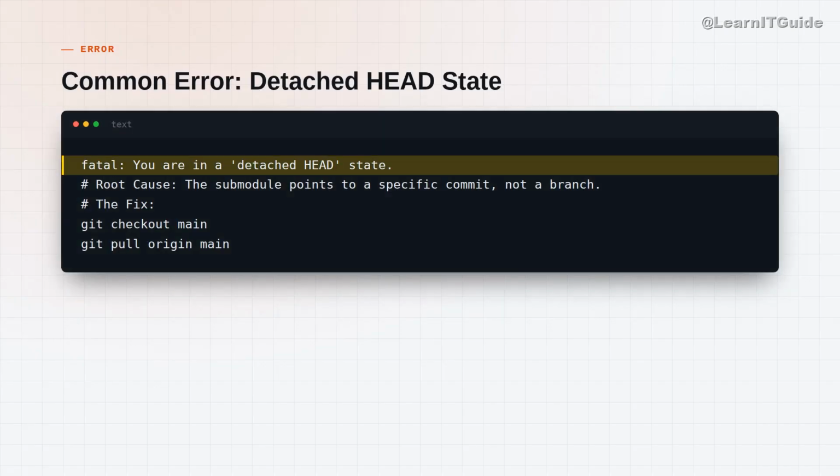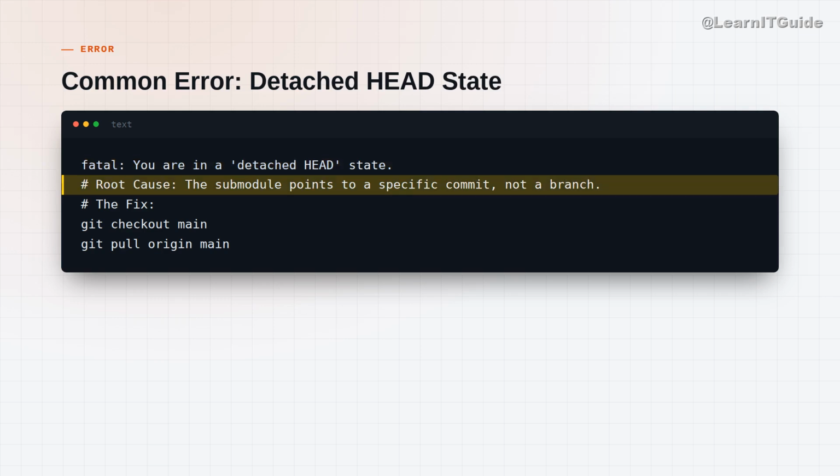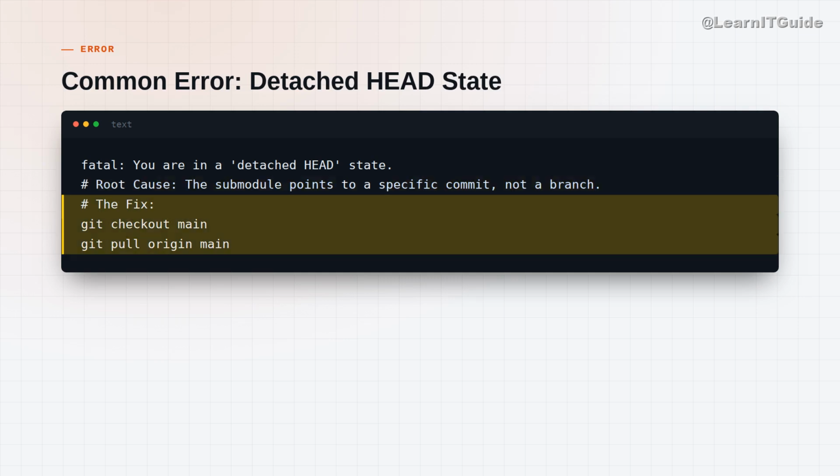One of the most common mistakes is the detached head state. When you enter a submodule directory, Git often puts you into a detached state because the submodule is pinned to a commit, not a moving branch. If you try to make changes here and commit them, you might lose them if you aren't careful. The fix is to explicitly check out a branch if you intend to work on it, or simply realize that you are in a pinned state by design. Always check your branch status when entering a submodule folder.